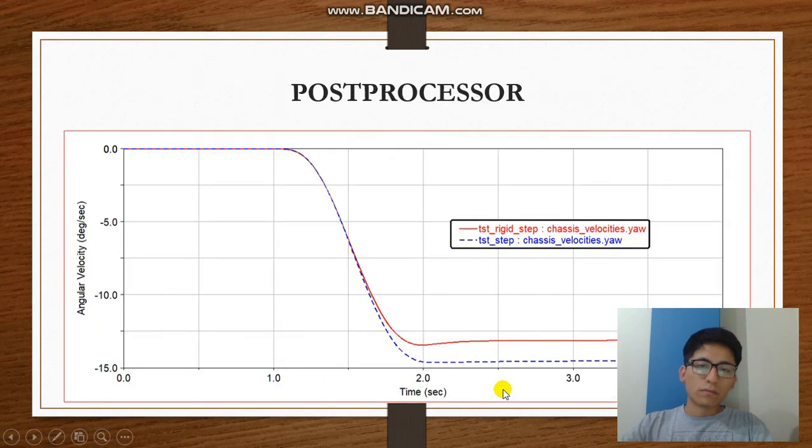Well, in the post processor, we can see the difference between the rigid component and the normal component. The normal component is the blue line. In this, we can see the constant tendency, and the rigid component is different because in this part it has elongation.